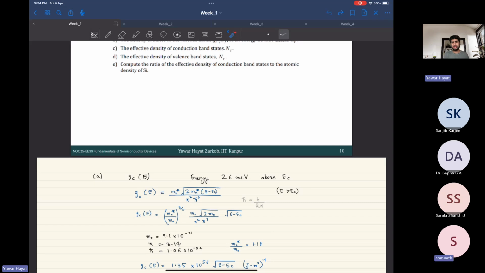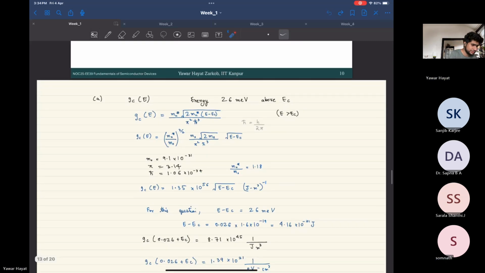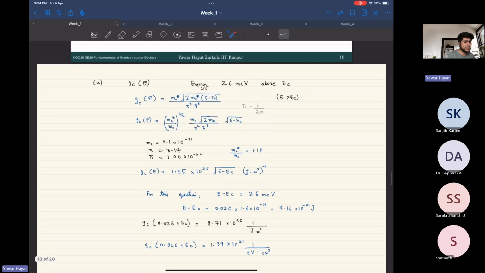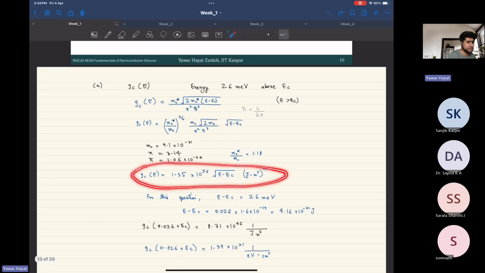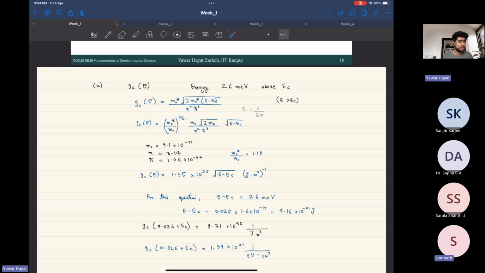What is the value of the Planck's constant, by the way? 6.2 into 10 to the power minus 23. 6.36. Probably it's 6.63 into 10 to the power minus 34 joule second. Do remember the values. These numerical constants would come in handy. Please try to remember them. Planck's constant is one such. Then if you plug in the values, this is what you'll get. Your GC of E would be 1.35 into 10 to the power 56 square root of E minus EC.